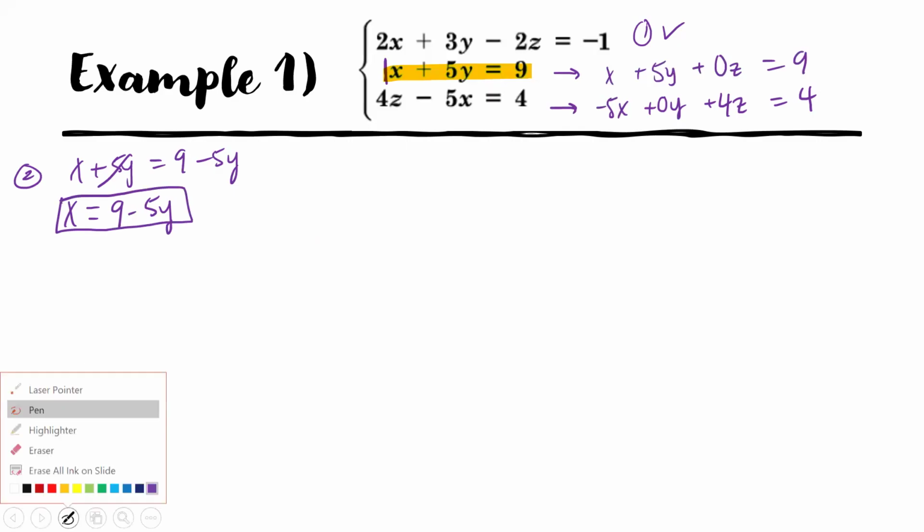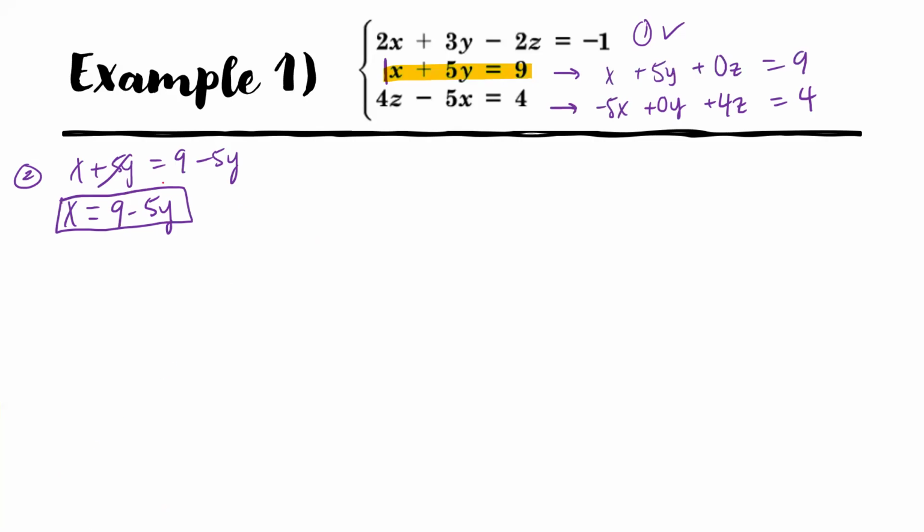Step 3 tells us we're going to substitute this into the other two equations everywhere that there's an x. So I'm going to substitute x here, and I'm going to substitute x in here. Cool. All right. So we have 2, but instead of x, we have 9 minus 5y, plus 3y minus 2z equals -1.